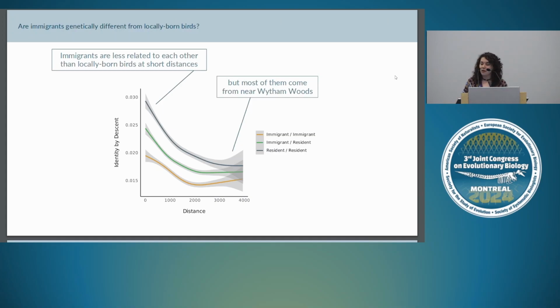So here, at about 3,000, 4,000 meters, the three groups basically have the same genetic ancestry. So this probably suggests that those immigrants don't come from very far, they don't come from Sheffield or from Cambridge, most of them. They just come from outside, close to the population.